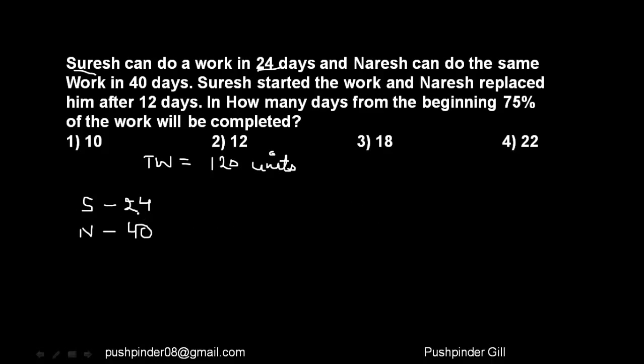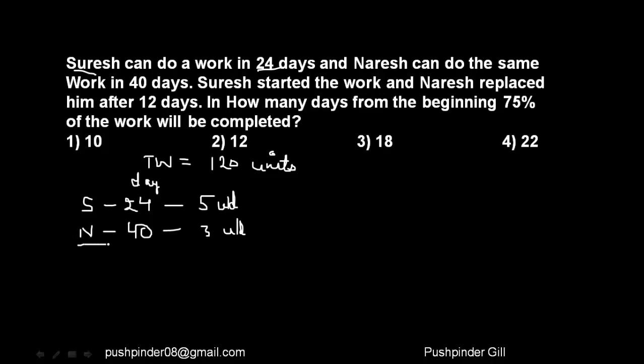So Suresh over here is able to finish the work in 24 days. That means if the work is of 120 units, he must be finishing 5 units every day. Similarly, over here, Naresh must be finishing 3 units every day, since he finishes the work in 40 days and the total work is of 120 units. So 5 units per day here and 3 units per day here.